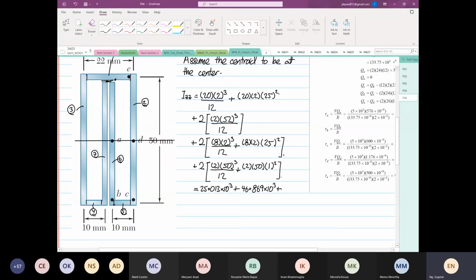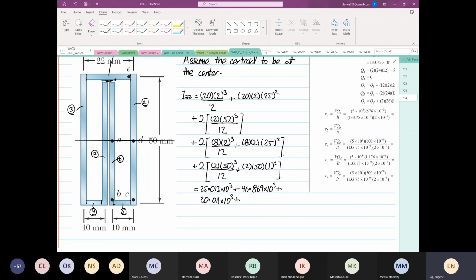2 times by 52 power 3 divided by 12. Right, 46.869. So plus by 2 times by 8 times 2 power 3 divided by 12 plus by 8 times 2 times by 25 squared, and then I'll need to multiply by 2, so it's 20.011 times 10 to the power 3. Let me do it again. 8 times 2 power 3 divided by 12 plus 8 times 2 times 25 squared. The whole thing times 2 is 20.011.